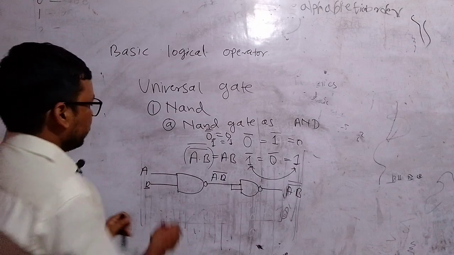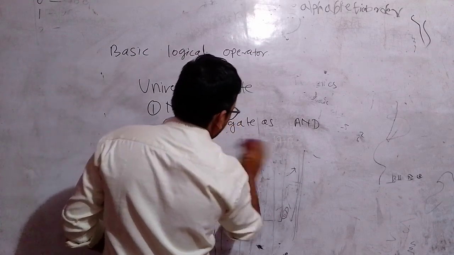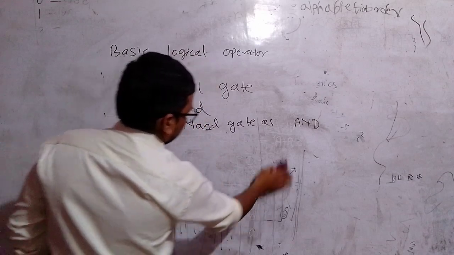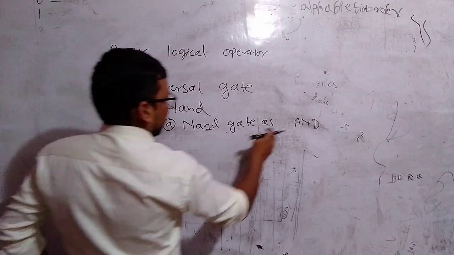Now we need to make the NAND gate work as an OR gate. We need to use NAND gates to draw the OR gate. What would be the output of the OR gate?